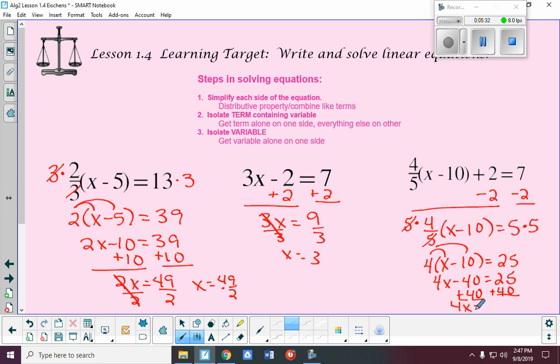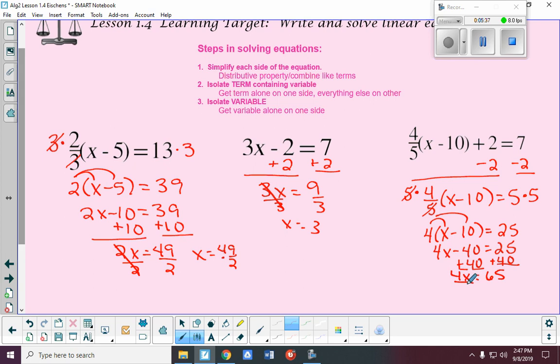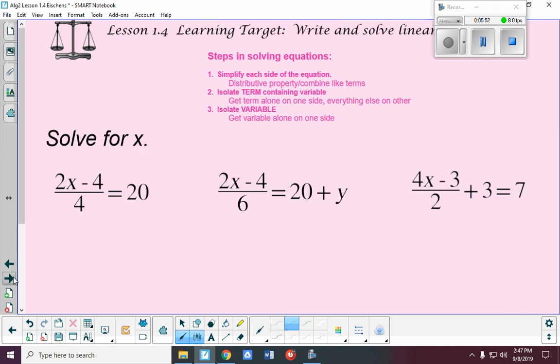Four x equals 65, and then we can divide by 4. So x equals, let's see, 4 goes into there once. Is that 16 and a fourth? I think so.